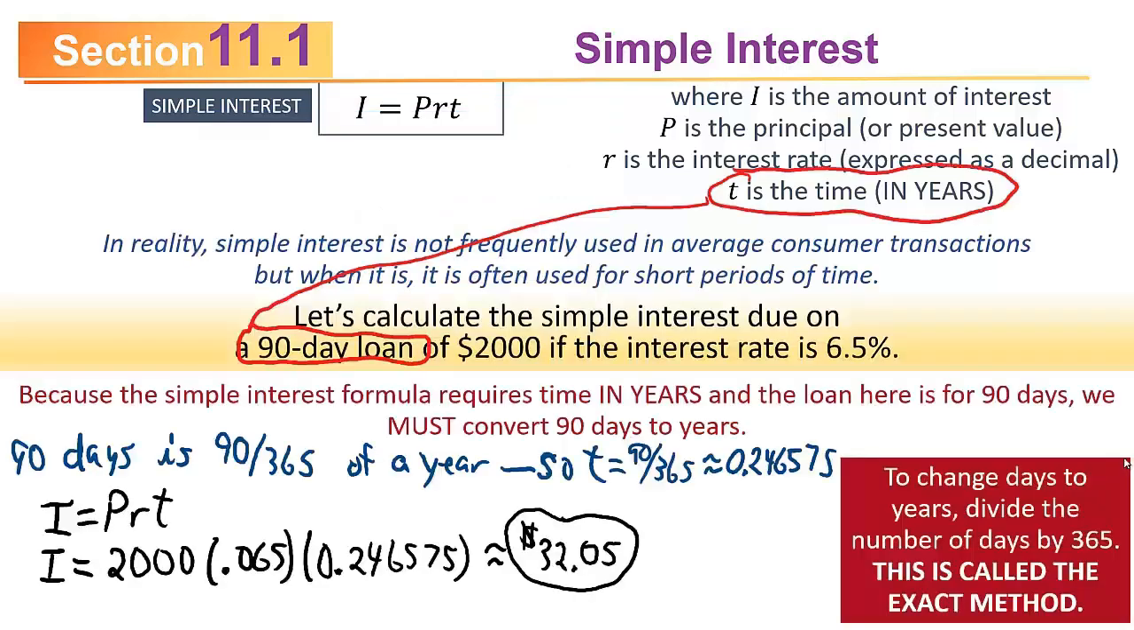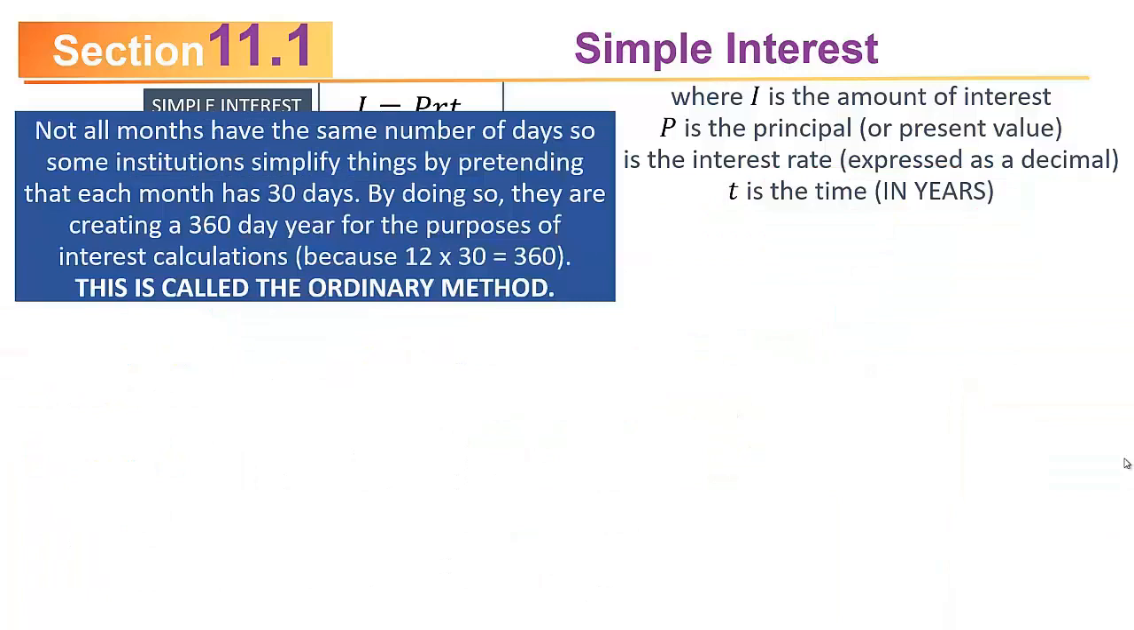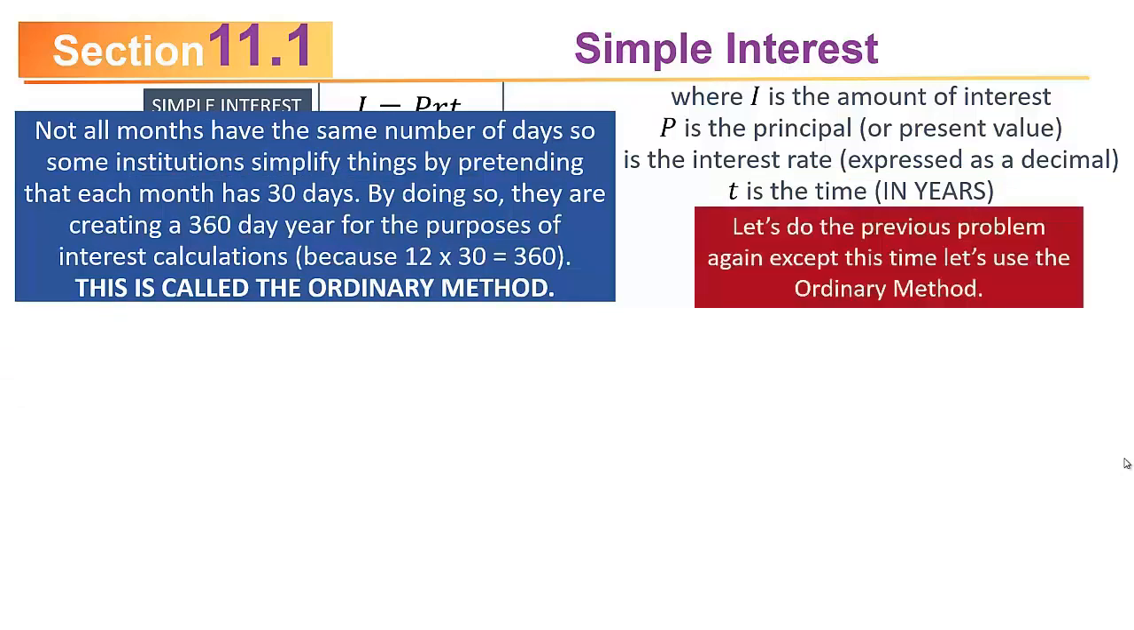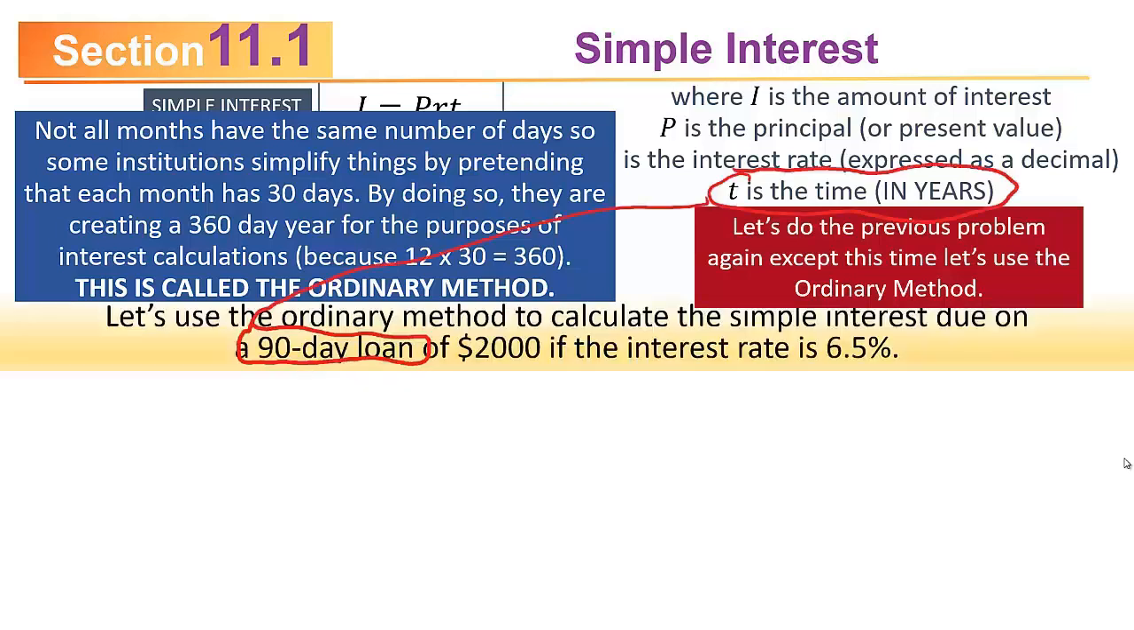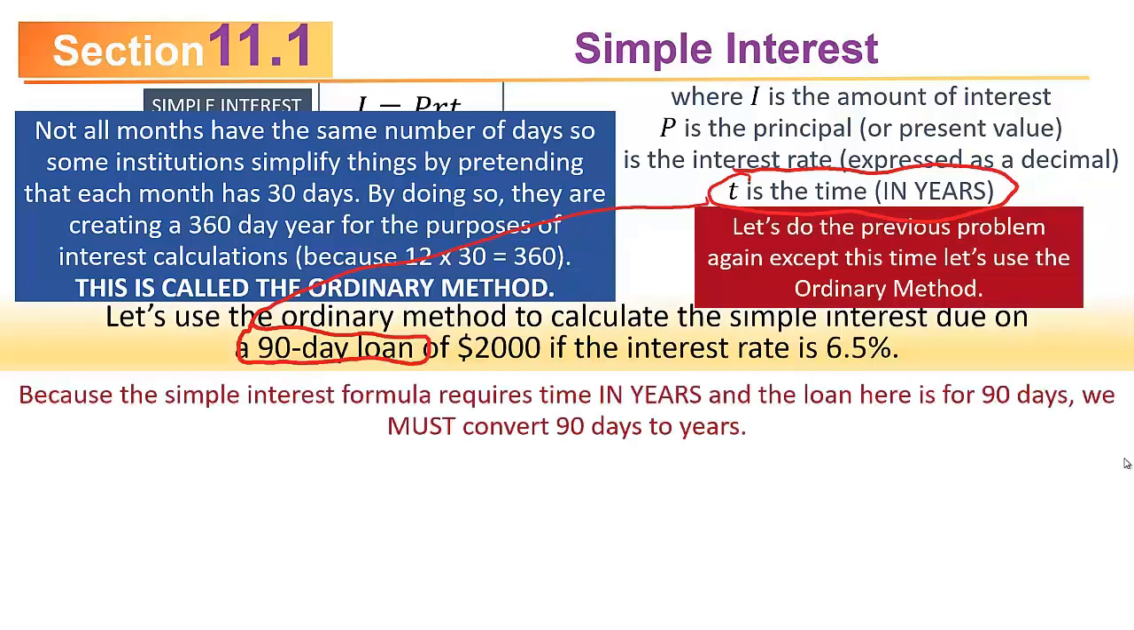So if you go back to the previous problem, the exact method uses the exact number of days in a year, which is 365. The ordinary method pretends there are only 360 days in a year and uses 360 instead of 365. The calculation is exactly the same. If I take that exact same problem, but this time use the ordinary method, the only difference is converting 90 days, I divide by 360 instead of 365. So ordinary method, divide by 360; exact method, divide by 365.